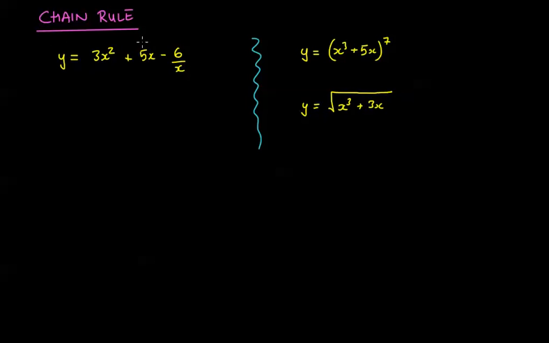We're going to look at this new concept called the chain rule, which helps us to differentiate functions which we haven't quite seen just yet. If you look at the previous examples, for example, a function like this, y equals 3x squared plus 5x take away 6 over x. This type of function is easy to differentiate, right?